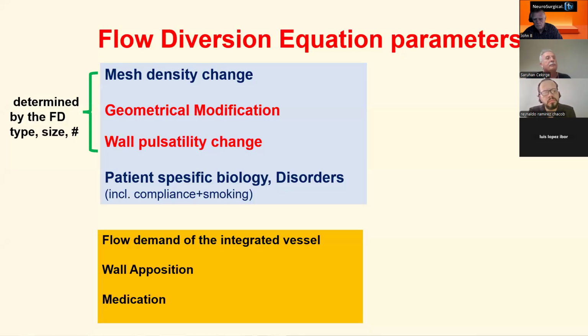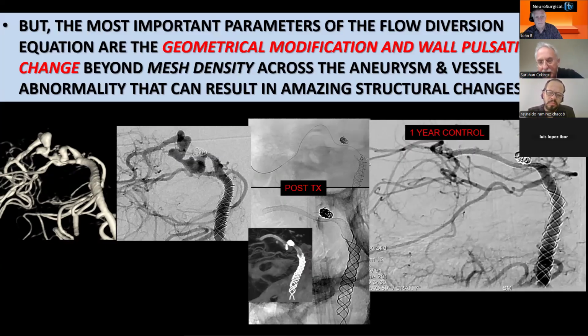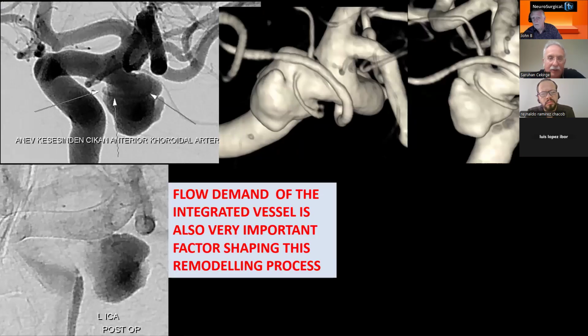So this equation, actually, we all think that the mesh density is the most important factor for flow diversion. It is not. The most important factor is geometrical modification and wall pulsatility change, that Luis used to say years ago. And there's patient-specific biology also, and the flow demand of the integrating vessel. When you have such a sick vessel, which I used to follow in this patient, she came with bleeding, you bypass the neck and change the geometry, and you have an endovascular bypass. So basically, this was something else happening here. We've been trying to understand. And the flow demand of that integrated vessel is also important.